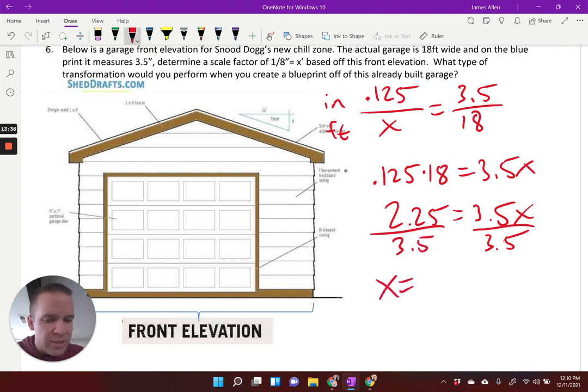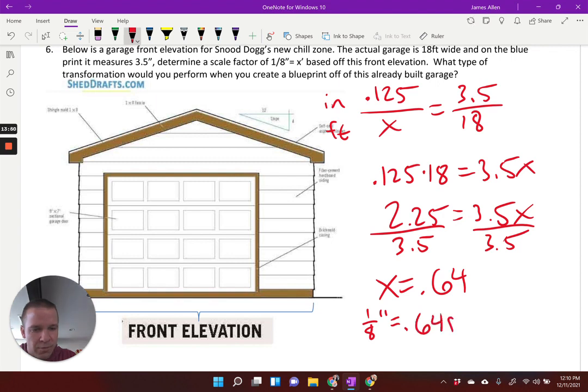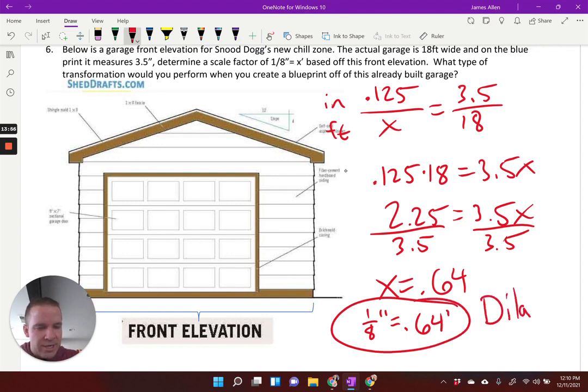X equals 0.6428. That's terrible. So we'll do 2 decimal places. So I have 1/8 of an inch. So 1/8 inch equals 0.64 feet. That is my scale factor, and it is once again a dilation.